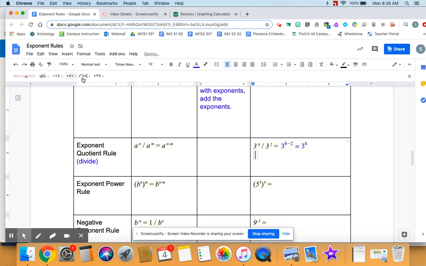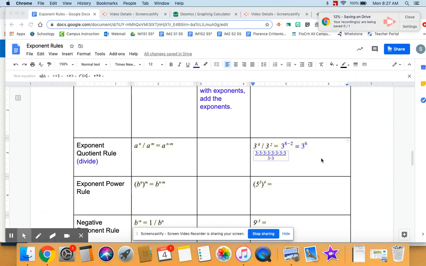But if I was trying to go the long way, I could, because 3 to the power of 8 just means that I have 8 threes on top. 1, 2, 3, 4, 5, 6, 7, 8 in the numerator. And then in the denominator, I have 3 to the power of 2, which means 3 times 3.